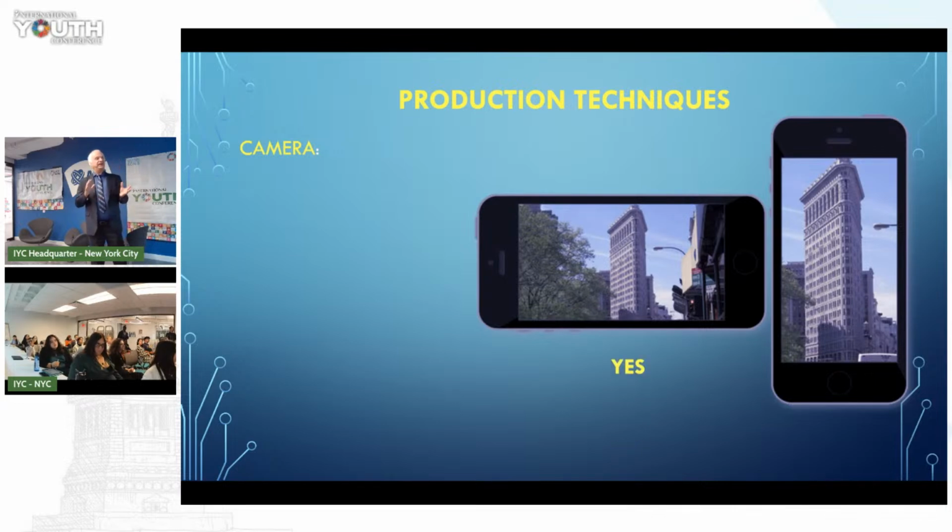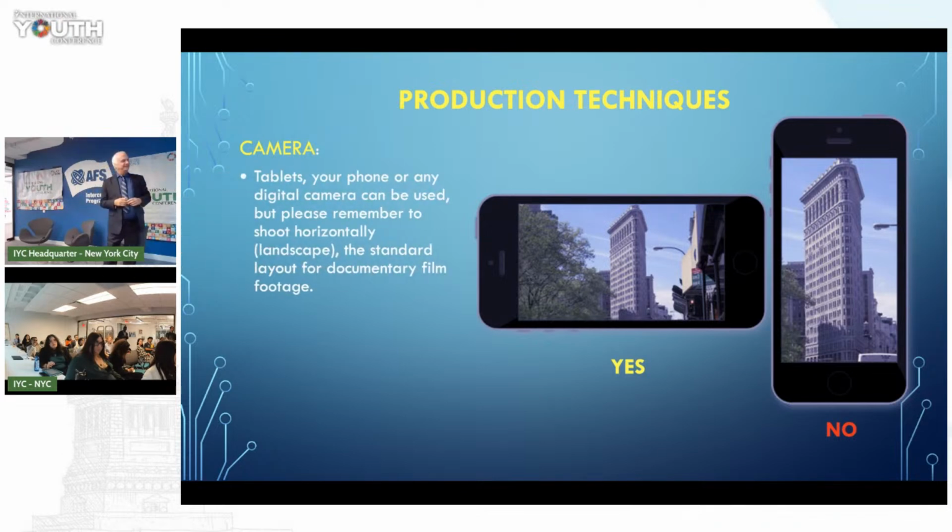Okay, so we want to have this kind of horizontal framing. You don't want to have the vertical. So in other words, that's yes, and the vertical is no. So tablets or your phone or digital camera can be used, but please remember to shoot horizontally, also known as landscape format. Okay, the standard layout for documentary film footage.